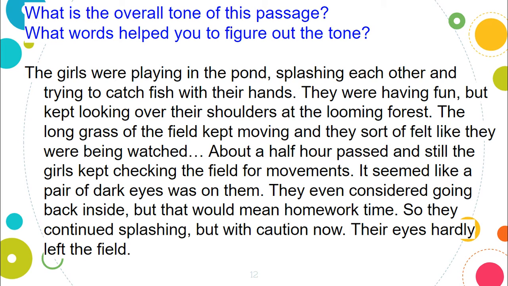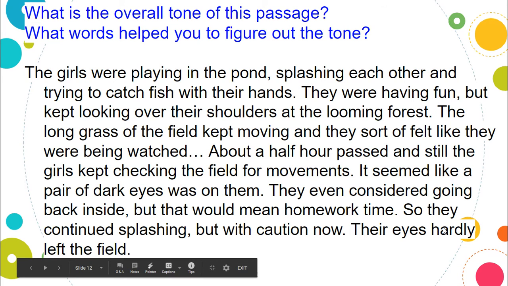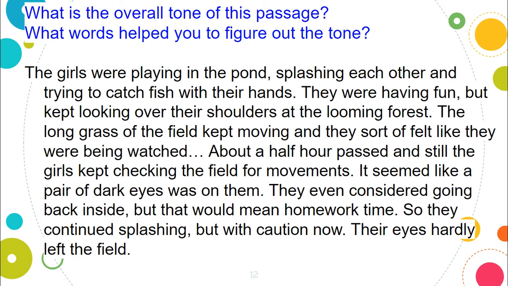The girls were playing in the pond, splashing each other, trying to catch fish with their hands. They were having fun, but kept looking over their shoulders at the looming forest. The long grass of the field kept moving, and they sort of felt like they were being watched. About a half an hour passed, and still the girls kept checking the field for movements. It seemed like a pair of dark eyes was on them. They even considered going back inside, but that would mean homework time. So they continued splashing, but with caution now. Their eyes hardly left the field.